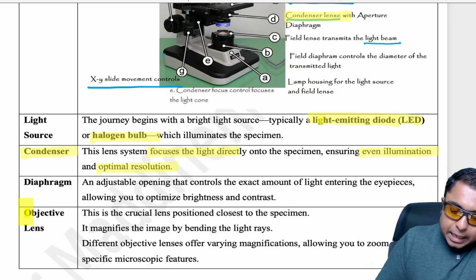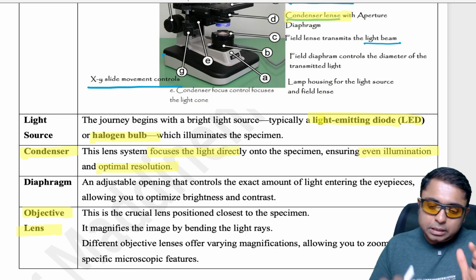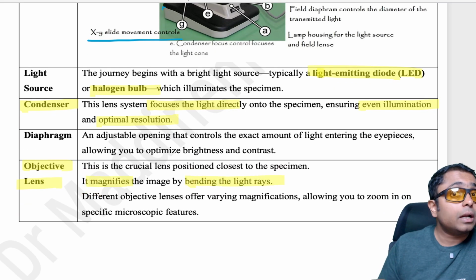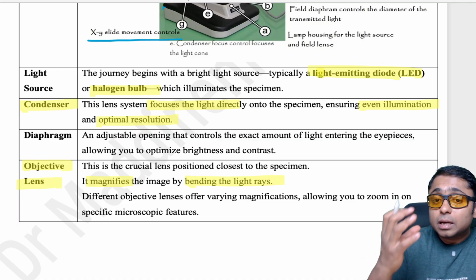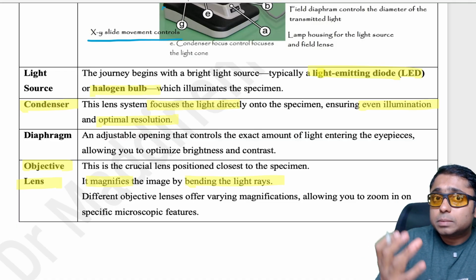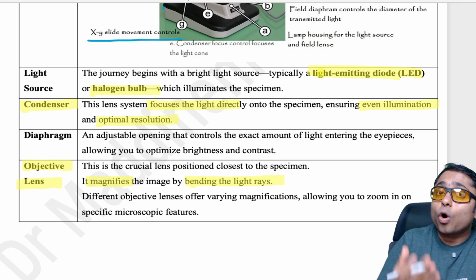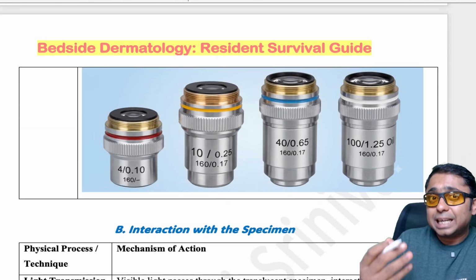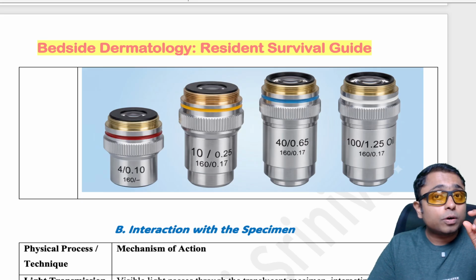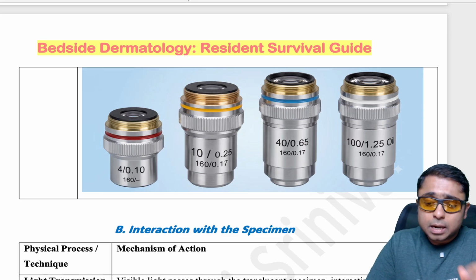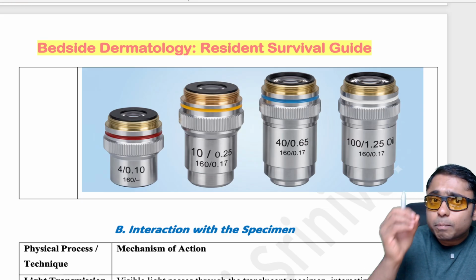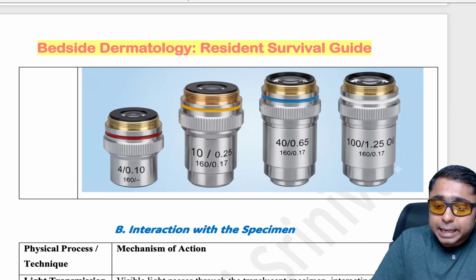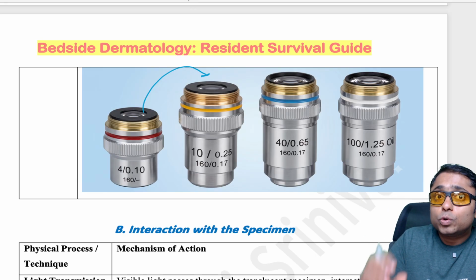And the objective lens, like I have told you, is the one which is going to magnify the image and help in bending the light rays, thereby you can precisely watch what is present on the glass slide. First, always observe the structures on the glass slide with the help of the 4x. You should focus with 4x first, then slowly point the field which you want to see carefully and move to the 10x.